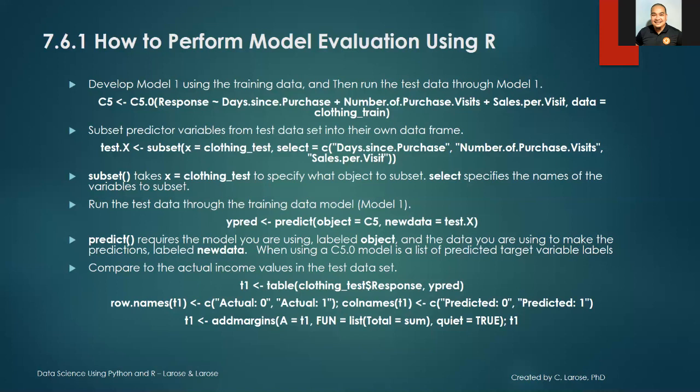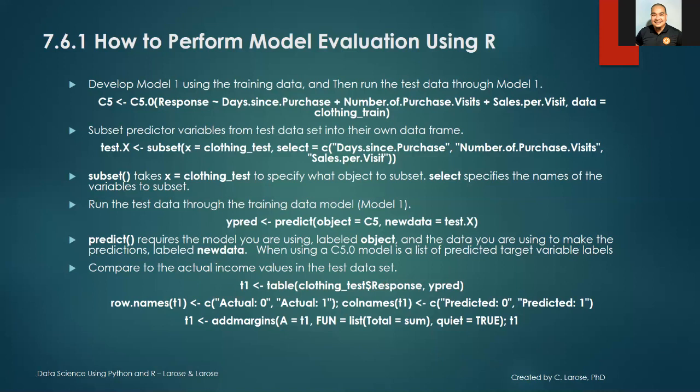Now that we have predictions, we can compare them to the actual income values in the test dataset. We do this using a table. You may refer to this command. We build the table itself using a table command followed by the target variable from the test dataset, clothing_test$response, for the rows and predicted target variable values wiperd for the columns.